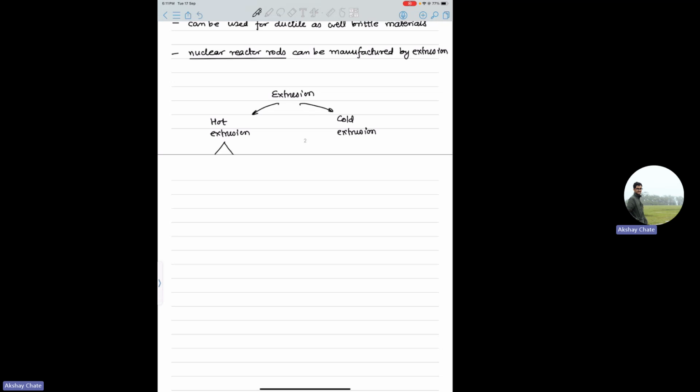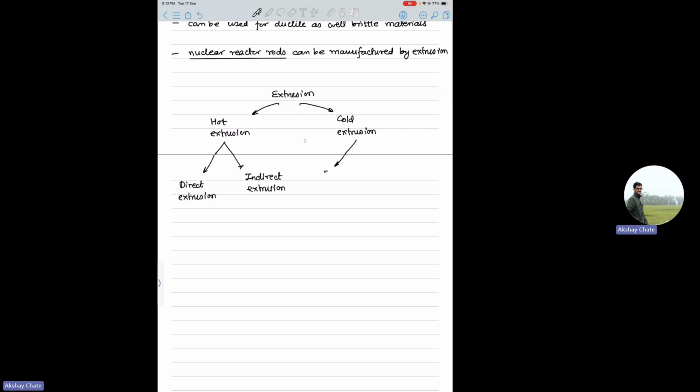Then you have two types under hot extrusion. First is direct extrusion, and then you'll have indirect extrusion. So these two categories are there. Broadly speaking, under hot and cold extrusion there are certain things that we'll discuss, but just finish the tree diagram. And under cold, you'll have another two sets of processes.